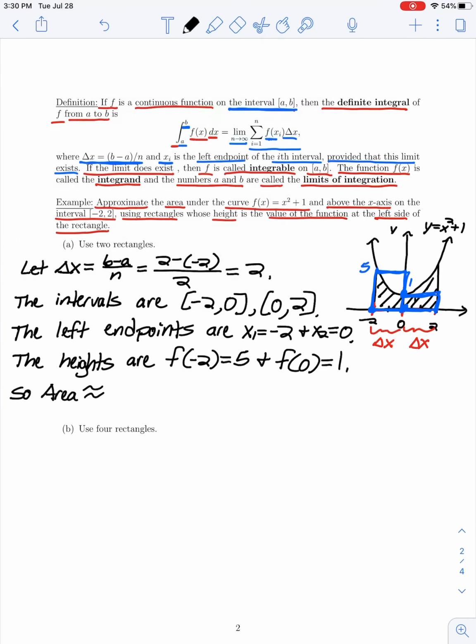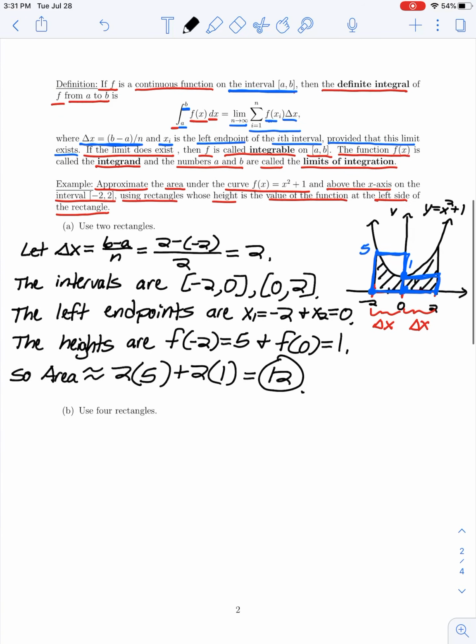But nonetheless, for the area of our first rectangle, well, the base width was delta x, or 2, times the height of our rectangle, which we found to be 5, plus the width of our second rectangle was also delta x, which was 2, times the height of that rectangle, which we found to be 1. So we have 10 plus 2, or 12, for the approximate area of that shaded region, 12 square units.